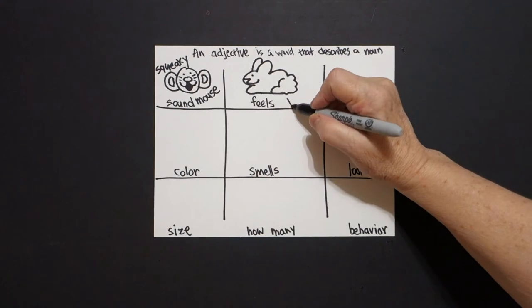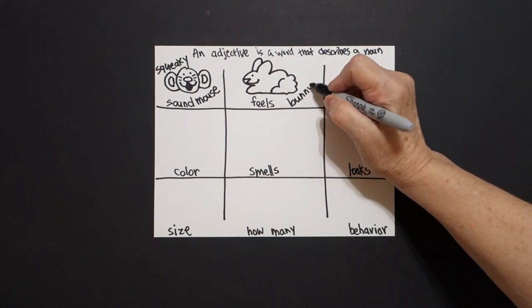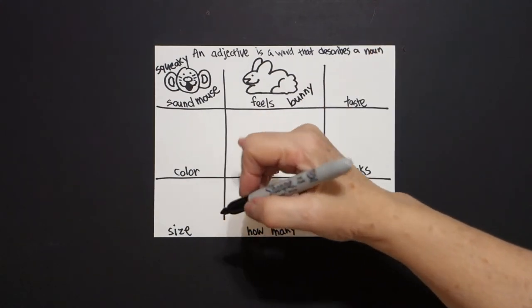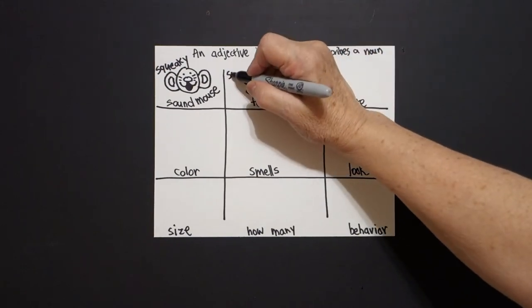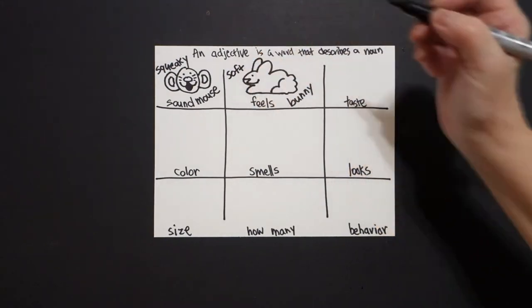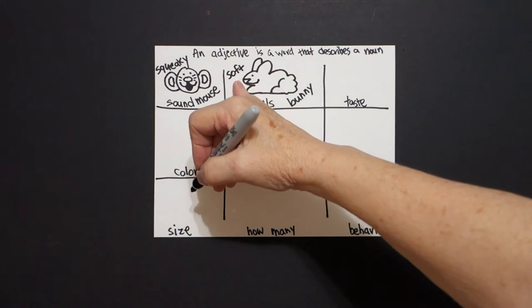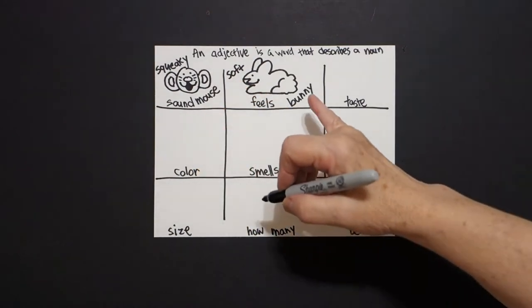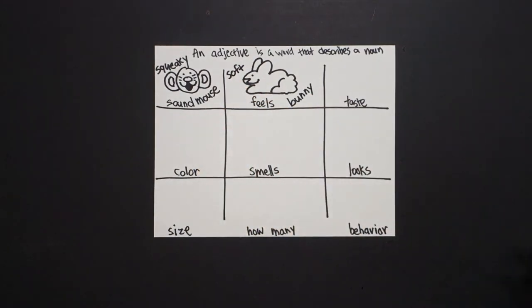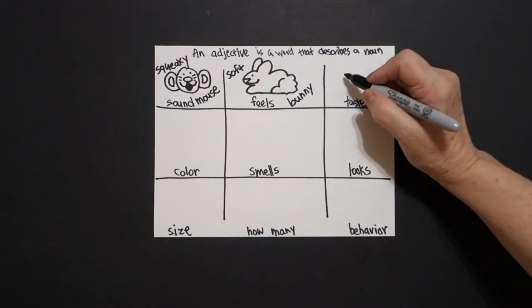This is my bunny. And how does my bunny feel? My bunny feels soft. Soft bunny. This, soft, is the adjective. Bunny is the noun. Let's go over to taste.